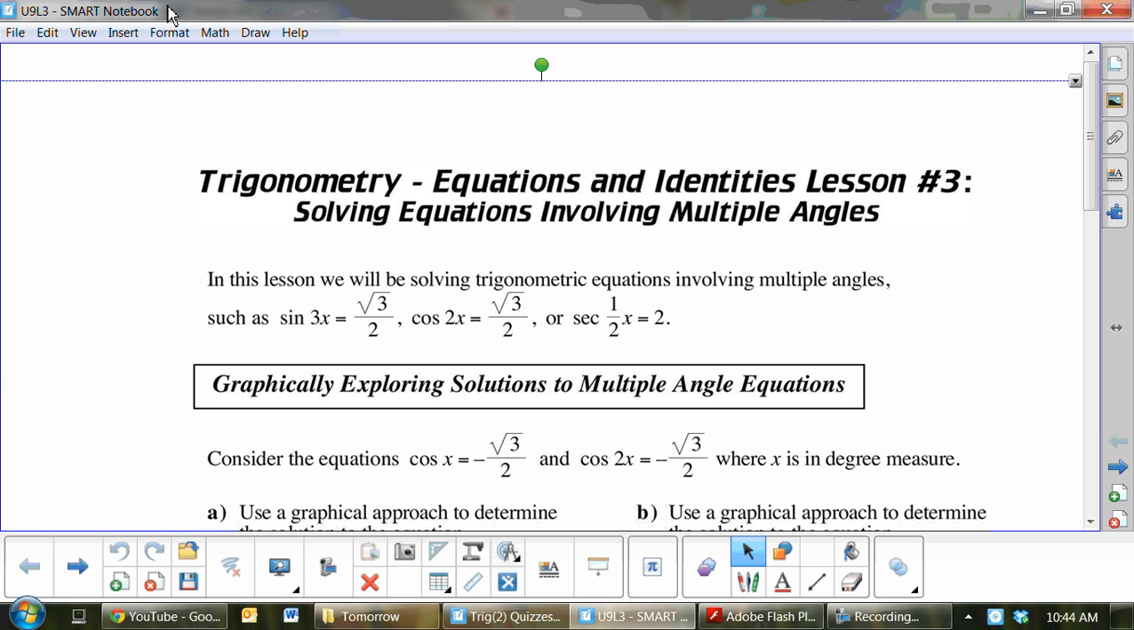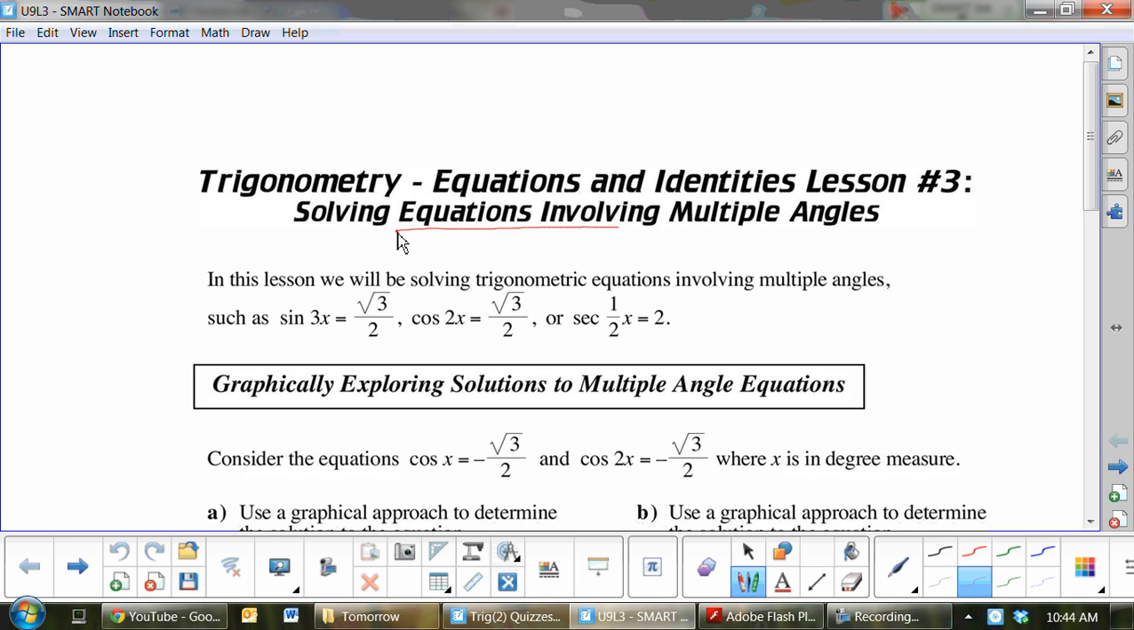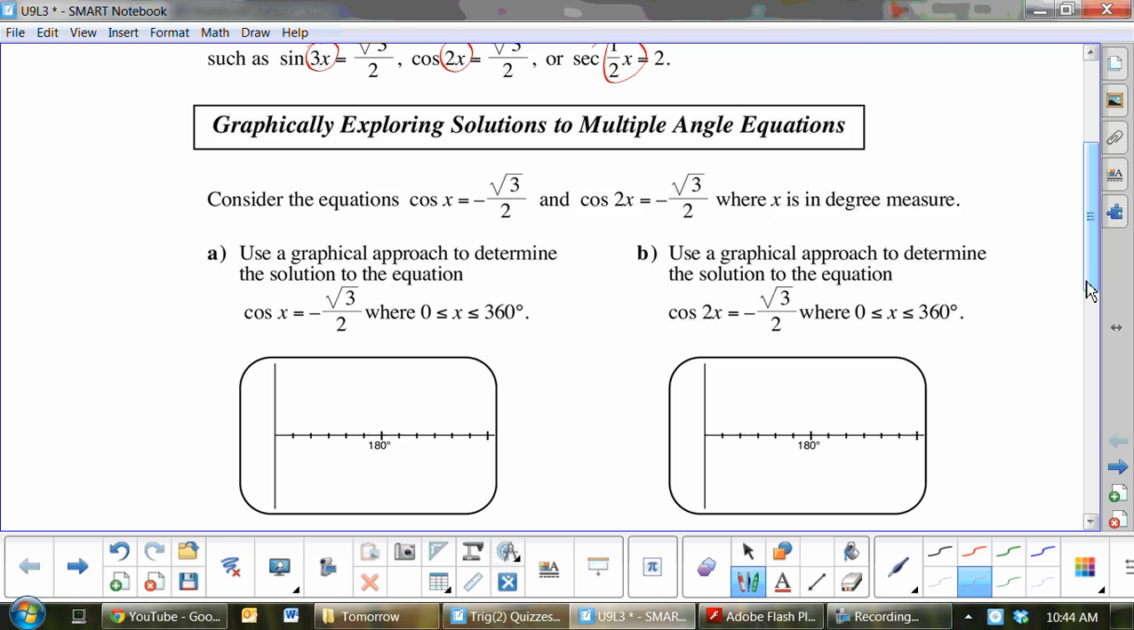Today we're moving on to one of those concepts that, if you're here today, you're going to think it's pretty manageable, but if you're not, it's pretty complex. We are now going to be doing equations with multiple angles. This means we're not doing sine x equals or cos x equals anymore. We're doing cos 3x, sine 3x, sine 5x, okay?